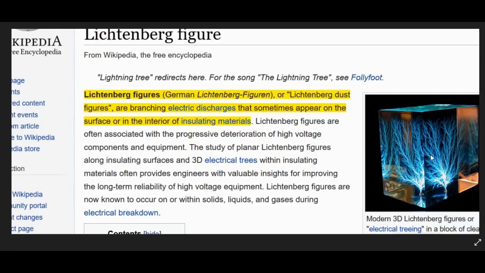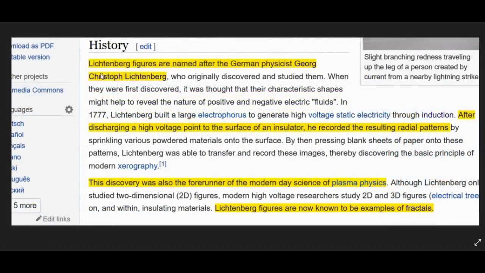And let's learn a little bit about the history of these Lichtenberg figures. Lichtenberg figures are named after the German physicist Georg Christoph Lichtenberg. After discharging a high voltage point to the surface of an insulator, he recorded the resulting radial patterns. It was this discovery that was the forerunner of the modern day science of plasma physics. Lichtenberg figures are now known to be examples of fractals.